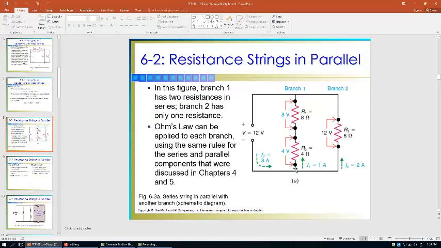Remember, we have 1 amp going here, so it's going to be the current, 1 amp, times this resistor that gives you the voltage, and then 1 amp times this resistor gives you the voltage for this one right here. In here we have 2 amps of current, so if we multiply the current times the resistance, that will give you the voltage.